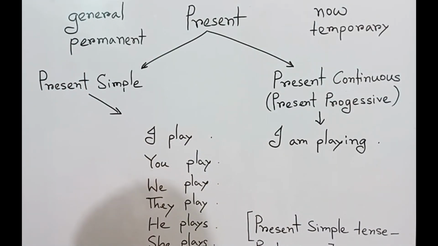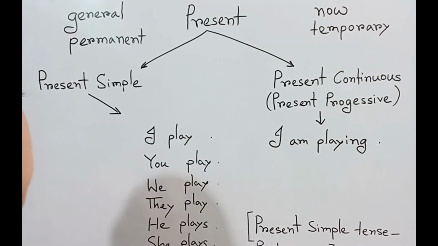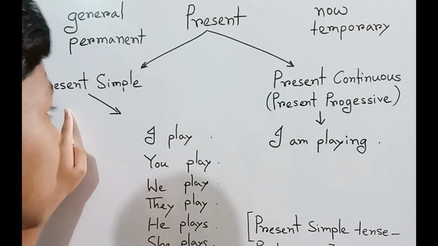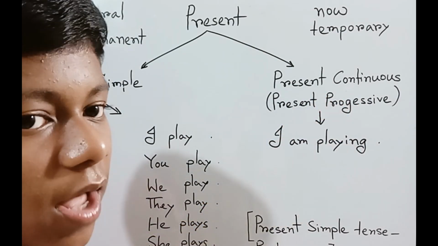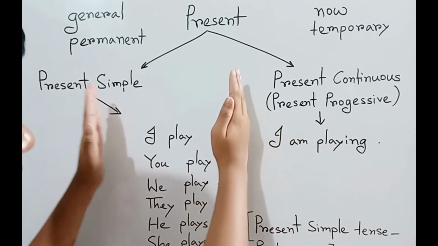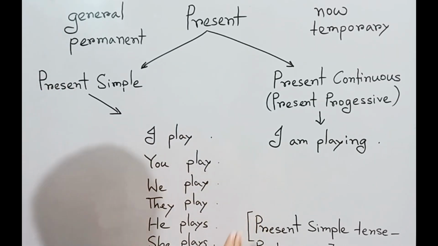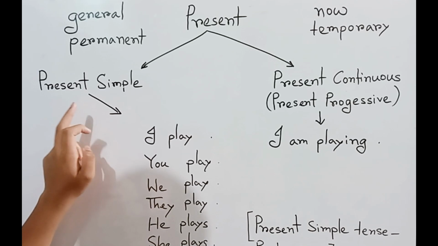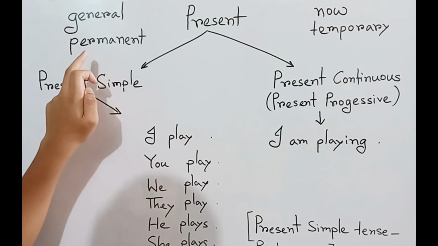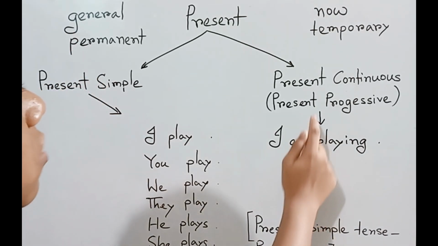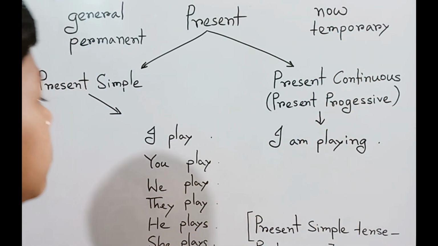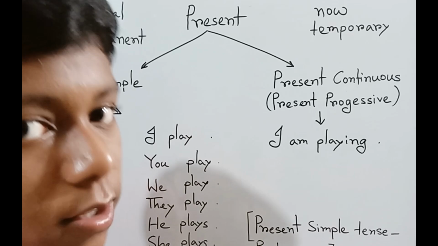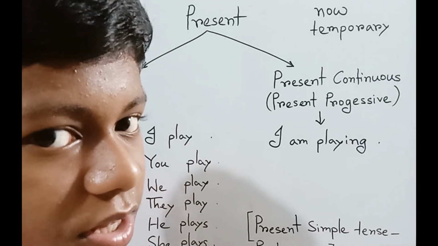So here we can see the present. Our main topic is present simple, but we have added present continuous here to understand the present simple tense. In present simple tense, it is general and permanent, and in continuous we are watching that it is now, temporary. So what's the difference? We can take a look at the examples, then we will understand.